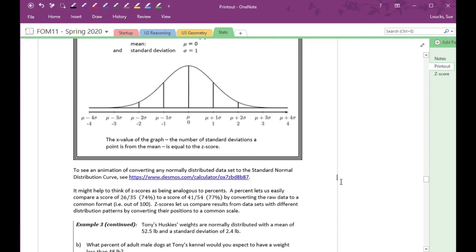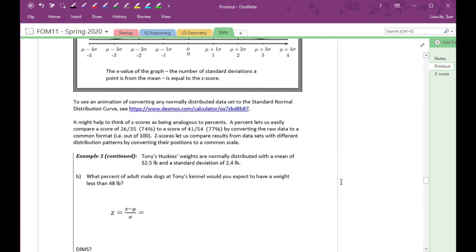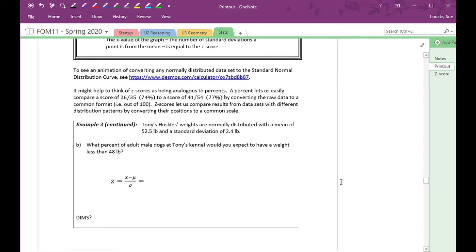And the z-score lets us do the same thing. It lets us compare data from data sets with different distribution patterns. As long as they are a normal distribution pattern, we can change them to a common scale, and that helps us do the comparisons. Okay, now we can deal with Tony's dogs with a weight of less than 48 pounds.